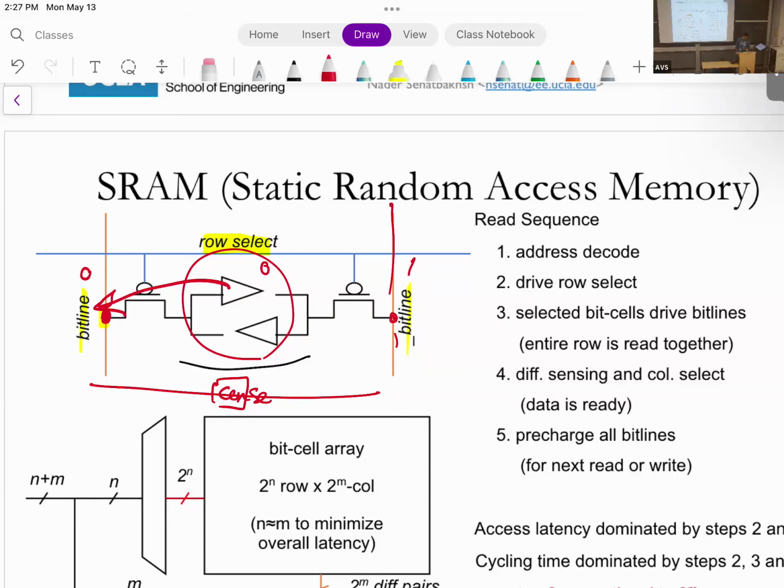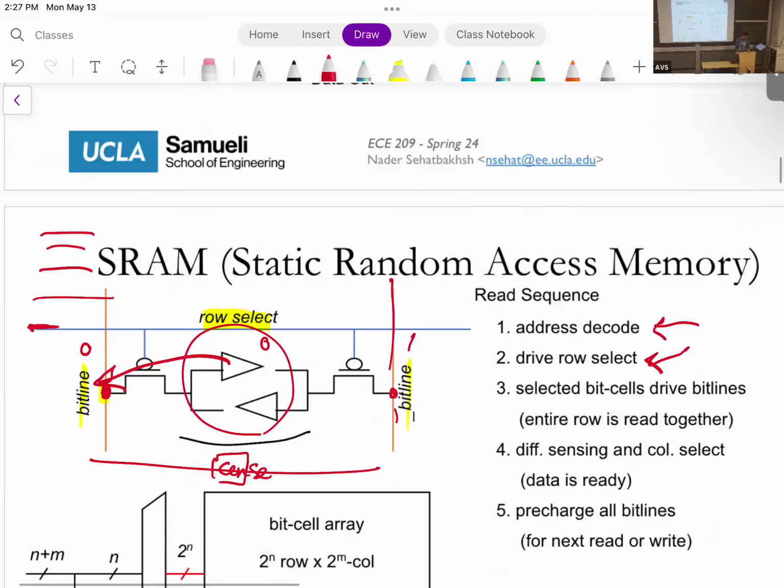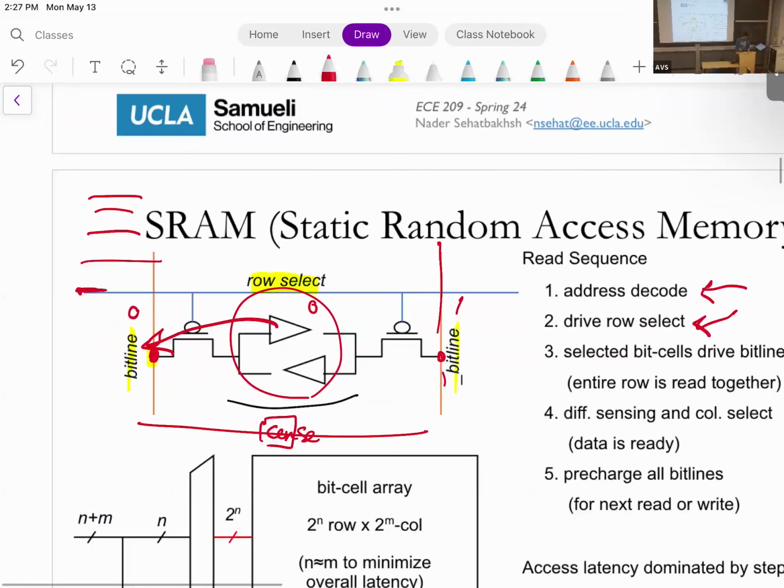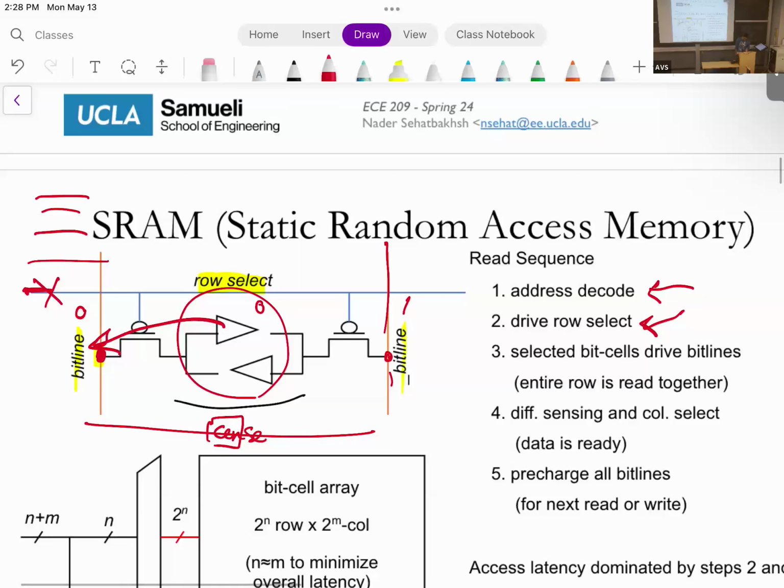So for SRAM, essentially, the read sequence is we decode the address. The address means that we select one of these rows. There are many, many different rows here, as you can see here. So we select one of these, which is one of these blue lines here, for example, this one. Then these bit cells will drive the bit line. So we basically say that, okay, now you guys are connected and this one is connected too. Means that the value that is stored here now can be offloaded here and here, okay?